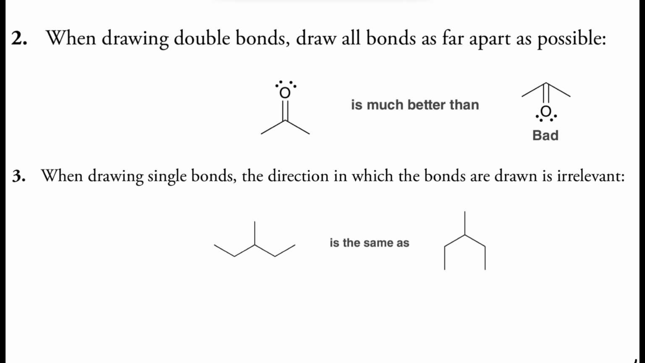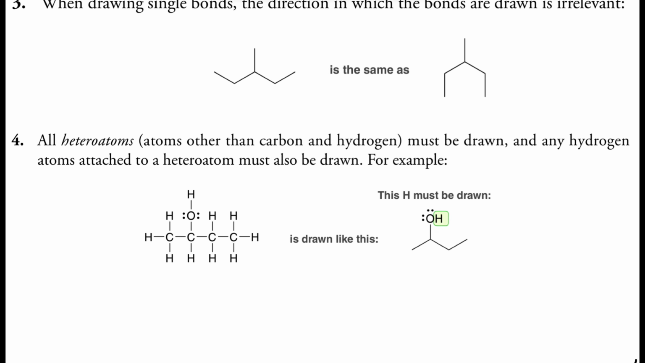So it doesn't mean you have to write only like this. Here, in fact, this one and this one are the same. So this is correct, this is also correct. And the next one, in case of heteroatoms, meaning other than carbon and hydrogen: all heteroatom symbols must be indicated, point number one. And hydrogens attached to heteroatoms must be indicated.